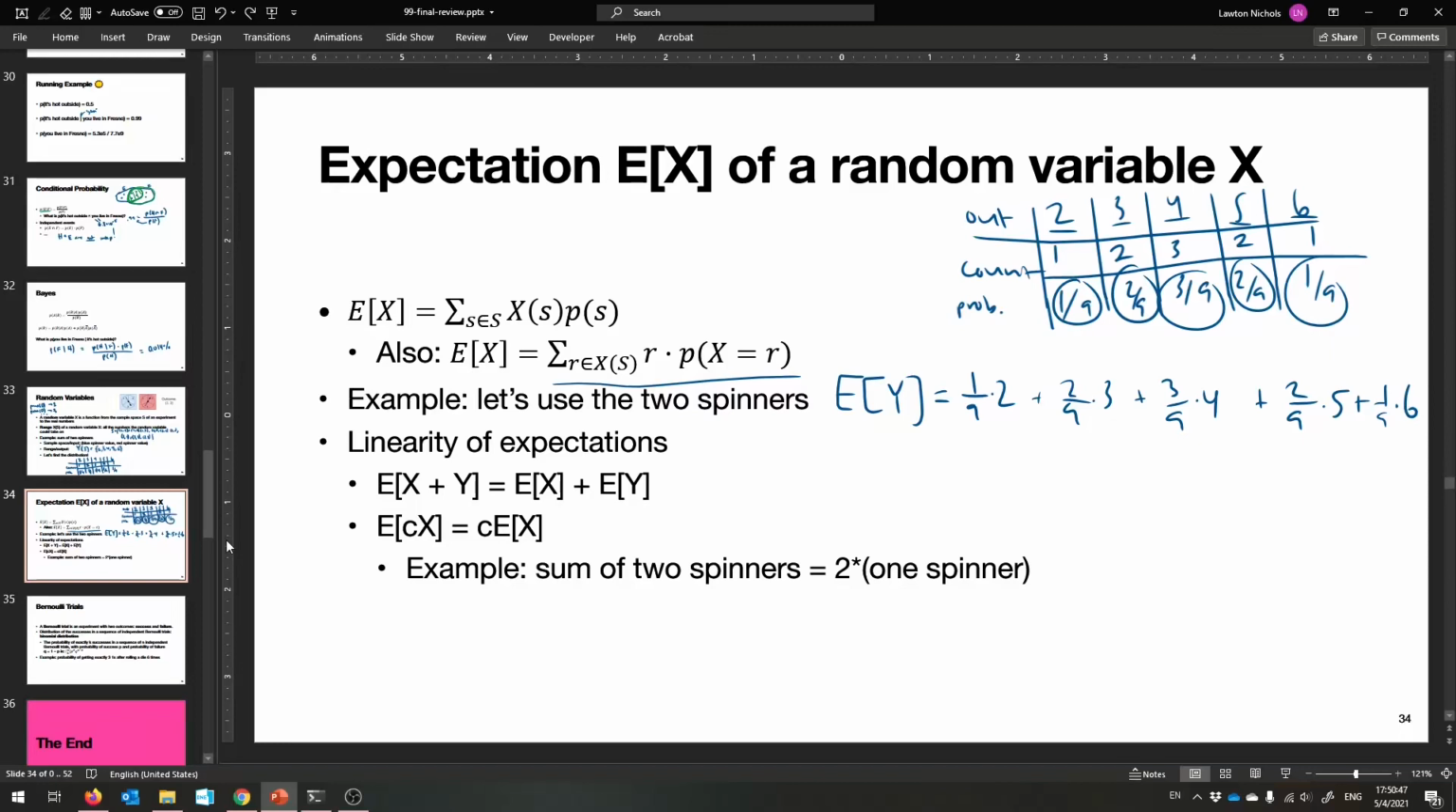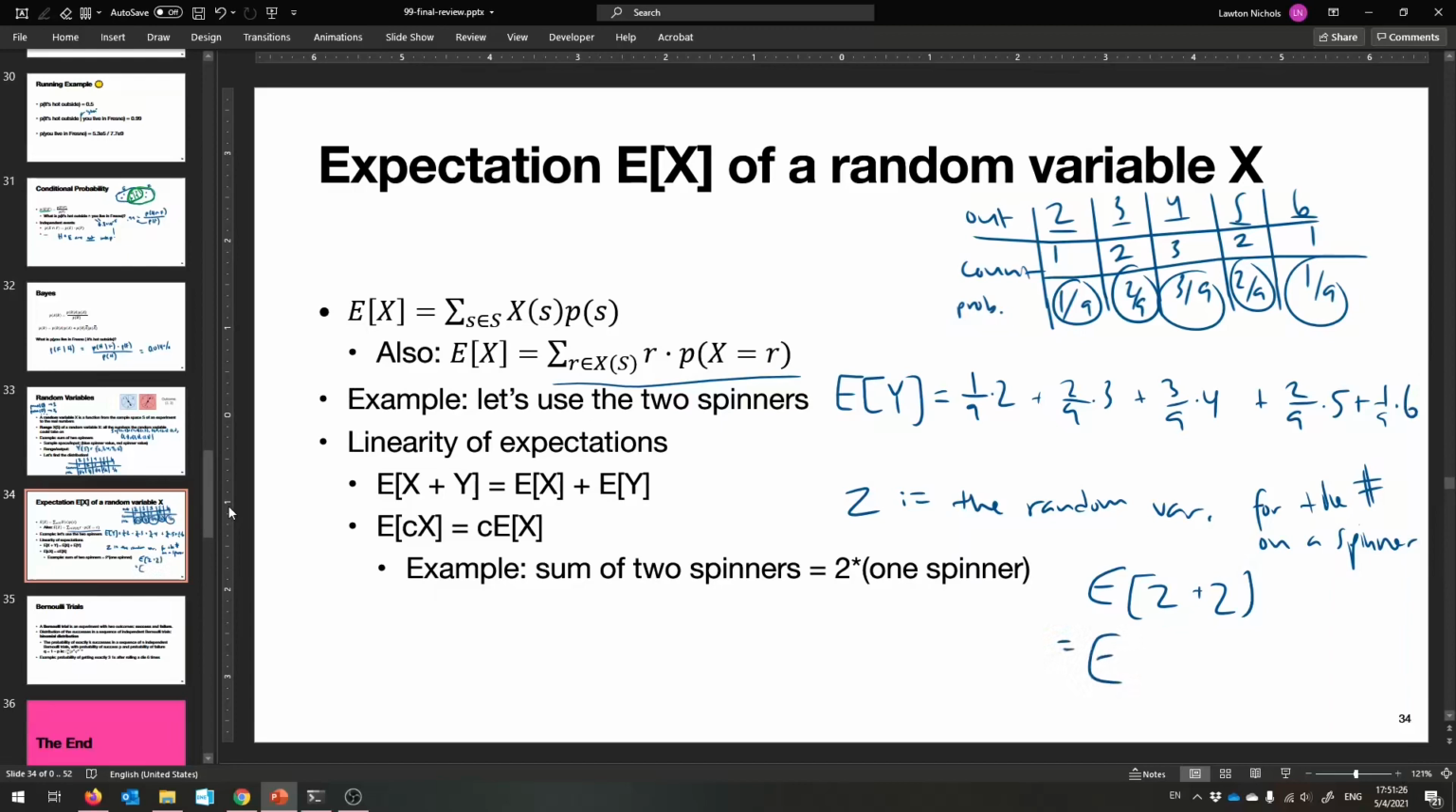Let's just make, I don't know, z be the random variable that represents the number on a single spinner. Because the expected value of the sum of two spinners should just be the expected value of z plus z, or expected value of 2 times z. Let me show you all this.